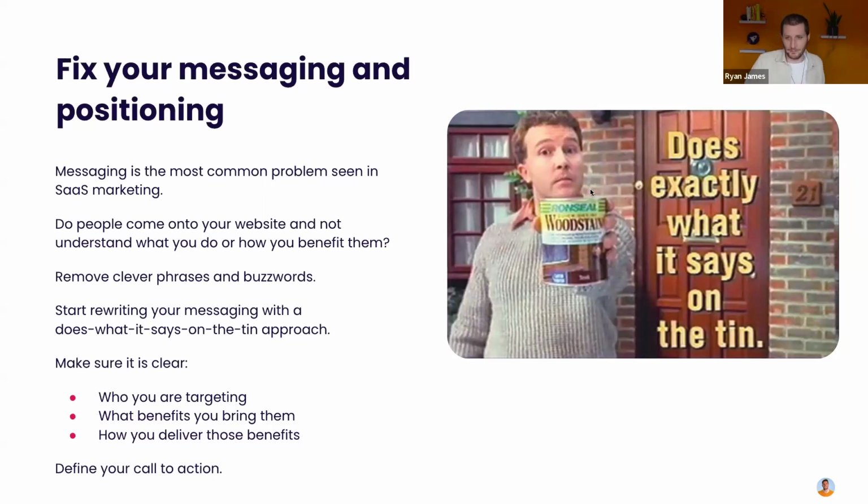The older generation of people on this webinar might remember this guy from this TV advert from Ronseal: does exactly what it says on the tin. And that's one of the slogans that I still use to this day. That's where I would start, is describing your product without trying to use clever buzzwords, clever phrases. Just describe it exactly what it says on the tin. Who are you targeting? What benefits do you bring? And how do you deliver those benefits?